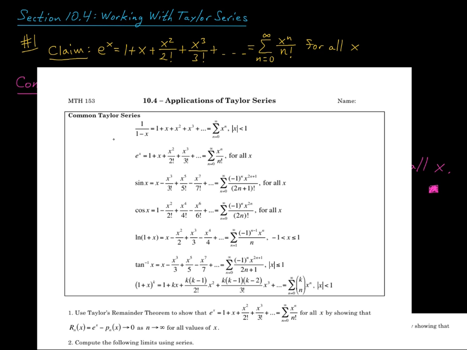Now if you look on the 10.4 worksheet, at the top there on the front page, I've listed a bunch of common Taylor series. You can see the series for e to the x right here. Now similar arguments can be made to argue why the sine of x is equal to this series and the cosine of x is equal to this series. Note for the natural log and arctangent, we actually did these in the previous section. But if you're curious, in the textbook they go through the argument for sine x using a similar Taylor's remainder theorem technique. So definitely check that out.